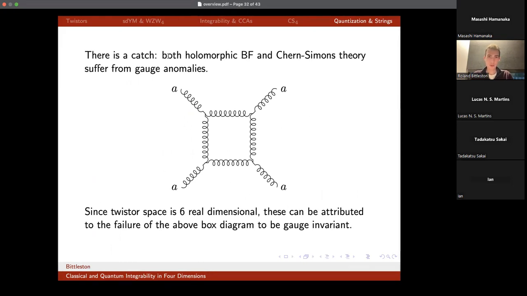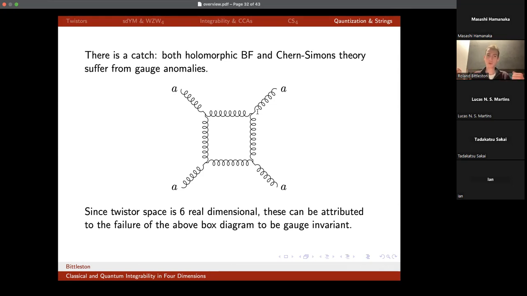Actually, this slide applies to both. Both holomorphic BF theory and holomorphic Chern-Simons theory on twistor space suffer from anomalies. In 4 real dimensions, anomalies come from triangle diagrams. In 6 real dimensions, anomalies come from box diagrams, and of course, twistor space is 6 real dimensional, 3 complex. In 4 dimensions, usually it's only chiral fermions that contribute to anomalies. But in twistor space, everything is chiral. Because our theories on twistor space are holomorphic, everything contributes to the anomalies.